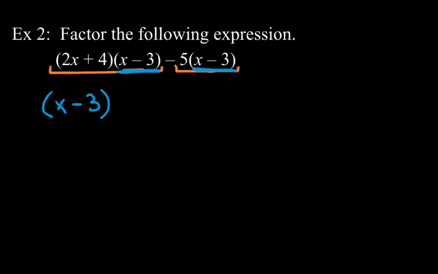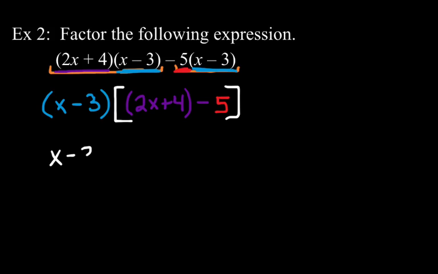Now after we factor out the x minus 3, here's what we have left. In the first term, we still have this 2x plus 4. And then we have our minus sign. And then in the second term, we're going to have the 5 left over. Okay? Now, here's what we want to understand. This x minus 3 is just going to stay out here. So we're really done with that part.